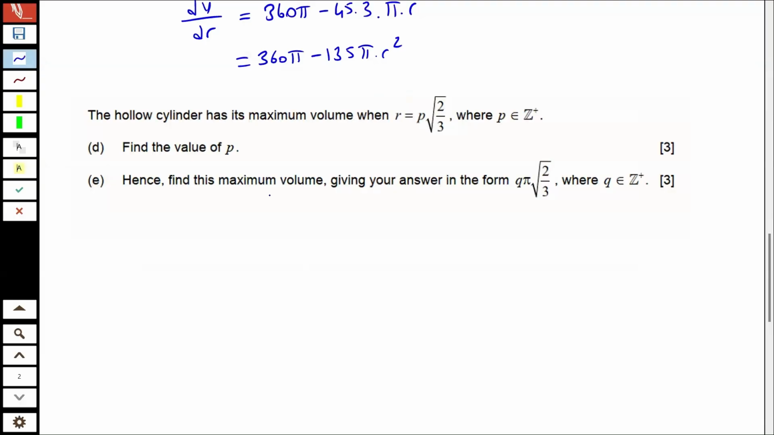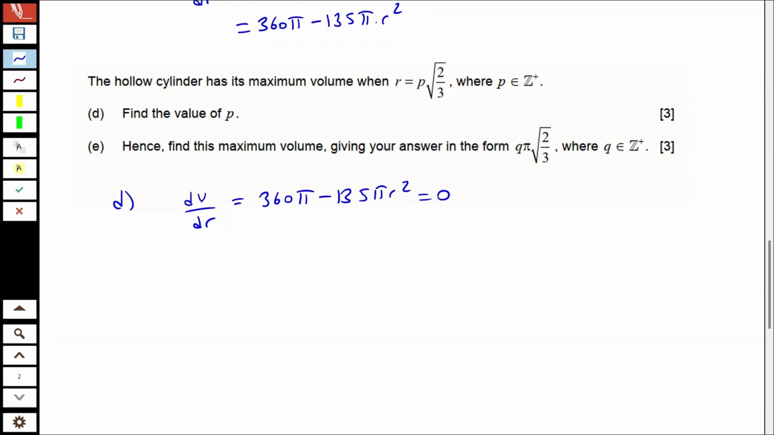The hollow cylinder has its maximum volume when r equals pi times square root of 2 divided by 3, where p is a positive integer. Find the value of p. So we found the derivative of the volume in terms of r, which is 360 pi minus 135 pi r squared. If we are looking for the maximum volume of the cylinder, this expression is going to be equal to 0. We're going to find this r.